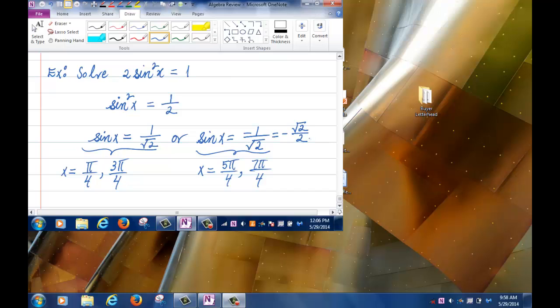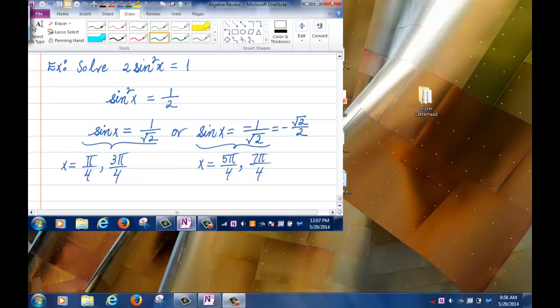Okay, so these are the angles between 0 and 2 pi for which the equation holds. These are the solutions between 0 and 2 pi. How about angles beyond that interval from 0 to 2 pi? Well, all you have to do is add a multiple of 2 pi for each of your answers. So if I want all the values of x that satisfy this equation, all I have to do is add a multiple of 2 pi. Am I making sense? Because when you add a multiple of 2 pi to pi over 4, you always come back to the same place.